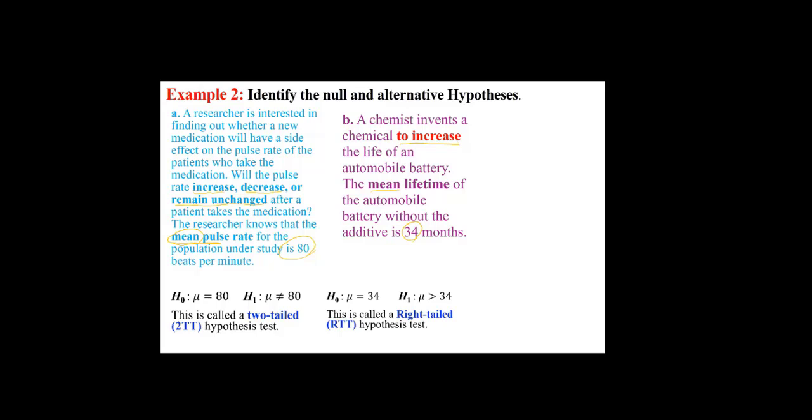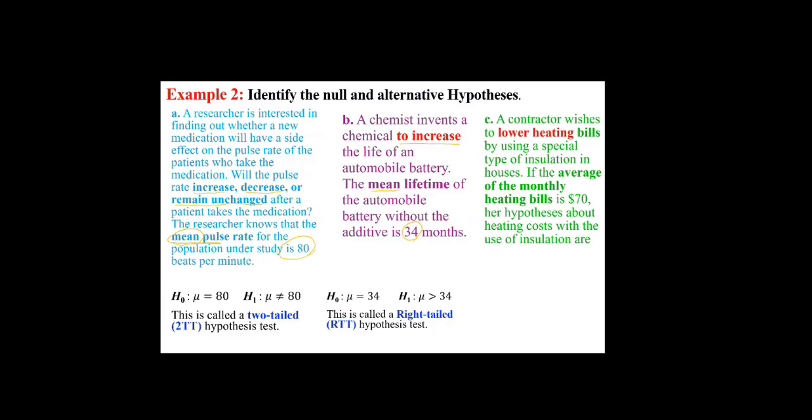It is supposed to be 34, mu is 34. A chemist wants to say what he's done is going to increase the life of a battery, then it's a right tail test. A contractor wishes to lower heating bills by using a special type of insulation in houses. If the average of the monthly heating bills is $70, the hypotheses about heating costs with the use of insulation are. What symbol are we using?